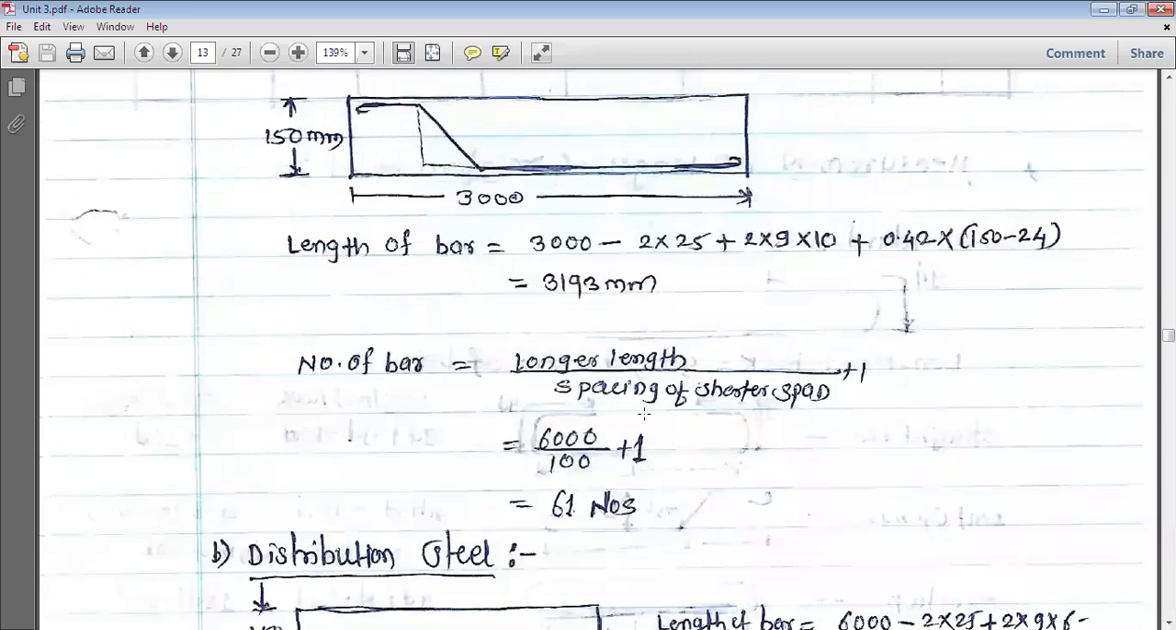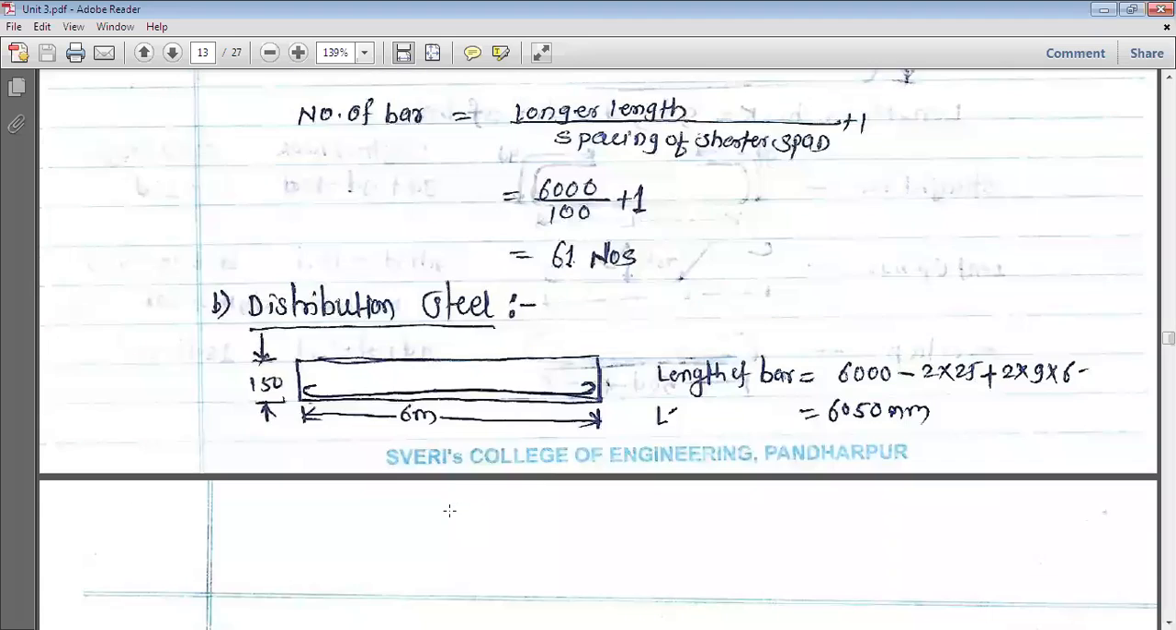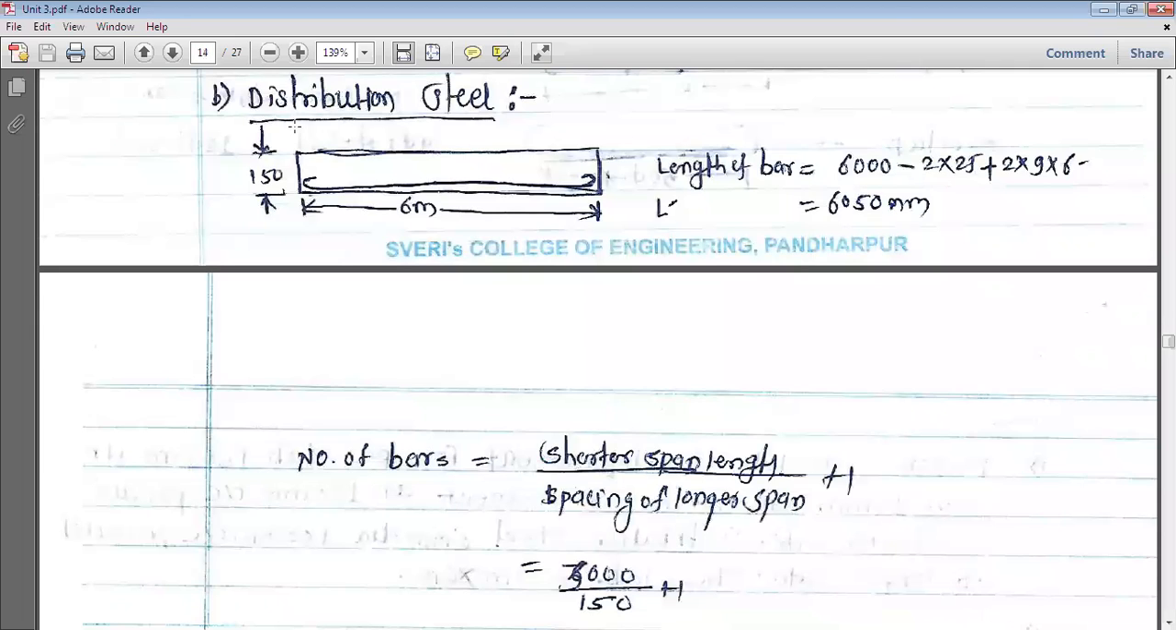So the number of bars for the main steel equals the longer length minus clear cover divided by spacing of the short span plus 1. That formula you have to use. And for the number of bars for the distribution steel, it equals the shorter span length minus clear cover, which has been left over here, divided by spacing of the longer span plus 1.